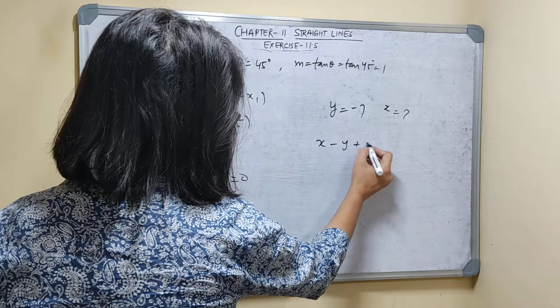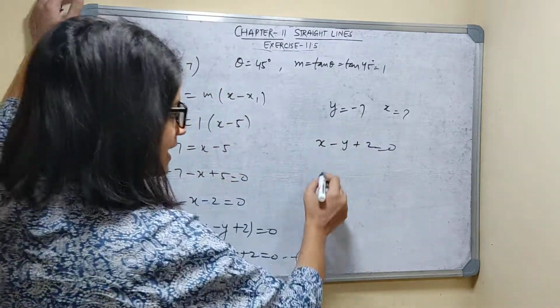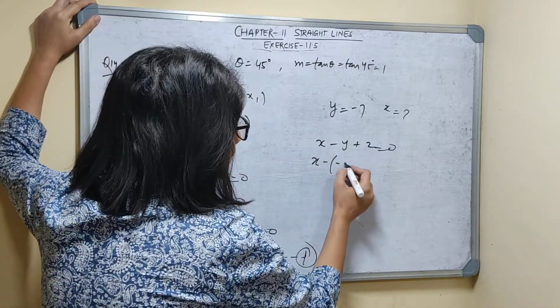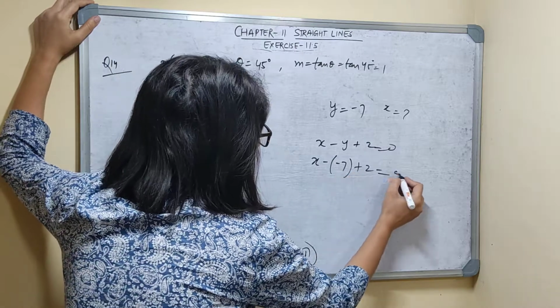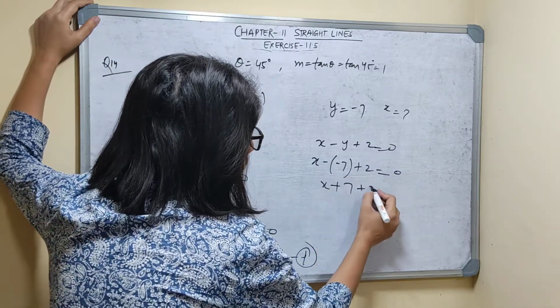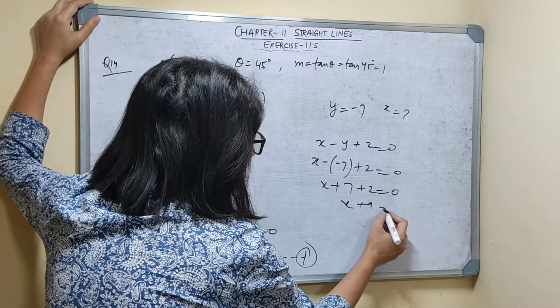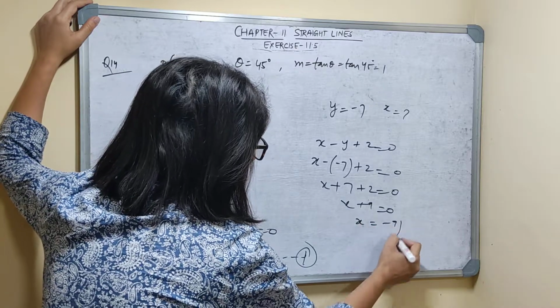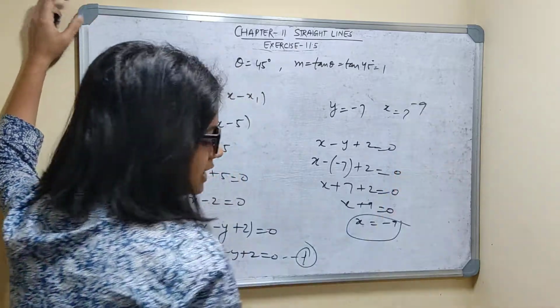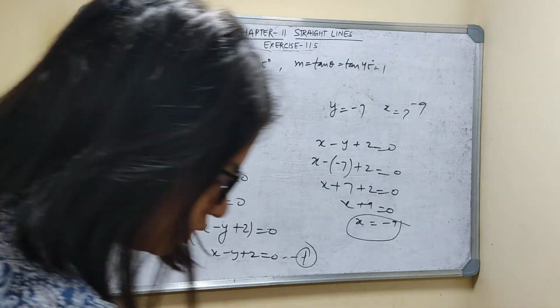x minus y plus 2 is equal to 0. I will substitute the value minus 7. At the place of y I am writing minus 7, so x minus (minus 7) plus 2 is equal to 0. So x plus 7 plus 2 is equal to 0, so x plus 9 is equal to 0. So x is equal to what? Minus 9. So the abscissa is minus 9. Is it clear? x is equal to minus 9.